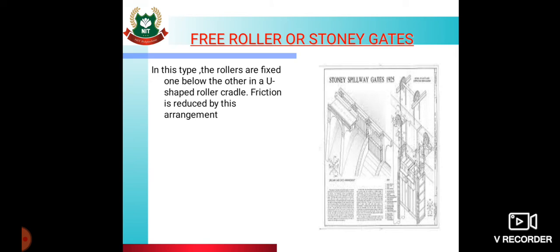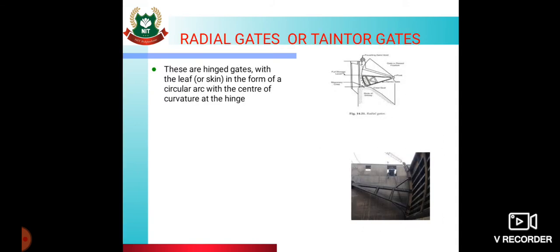Then free roller or stoney gates. In this type, the rollers are fixed one below the other in a U-shaped roller cradle. Friction is reduced by this arrangement. Then radial gates or tainter gates. They are hinged gates with the leaf in the form of a circular arc with the center of curvature at the hinge. So this is the sketch of radial gates.